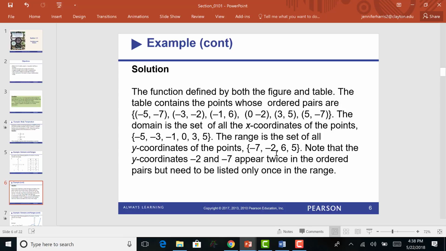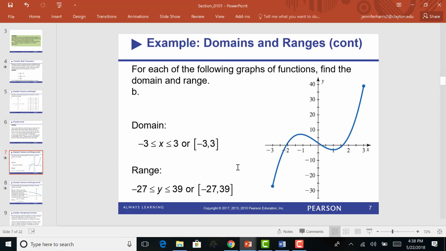Notice they also wrote them in increasing order. So negative 7 is the smallest number. Negative 2 is next. Negative 5. No, they didn't write these in the right order. Okay, so ignore what I just said. It won't matter what order you write your answers in. I usually prefer to do them in increasing order anyway. Alrighty, so there you go with that one.